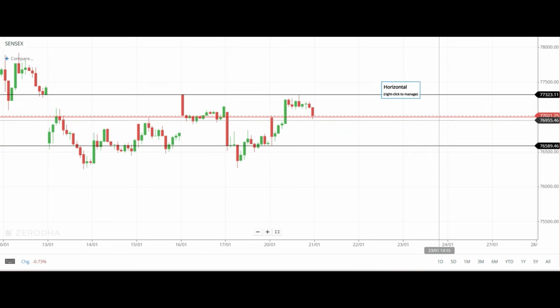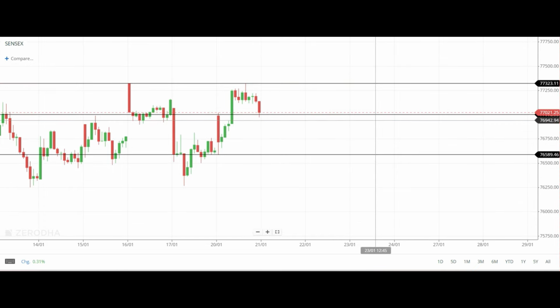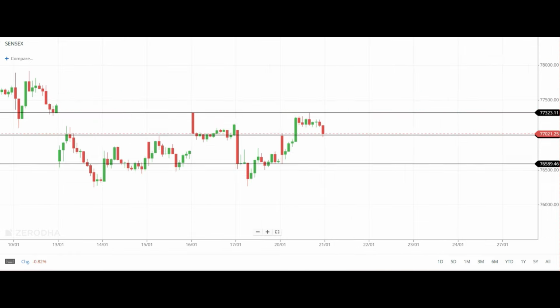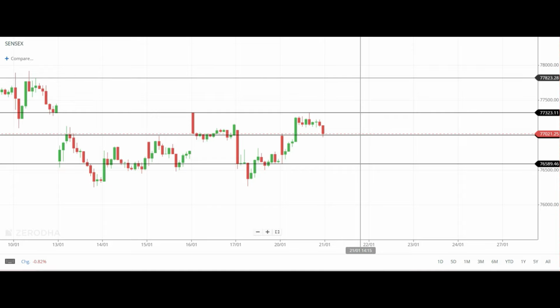76,600, 77,000 and 77,300. These levels are completely based on different time frames, support and resistance. There is nothing much rocket science in that, so one can easily find out support and resistance based on different time frames, and one can trade easily at these levels using price action.